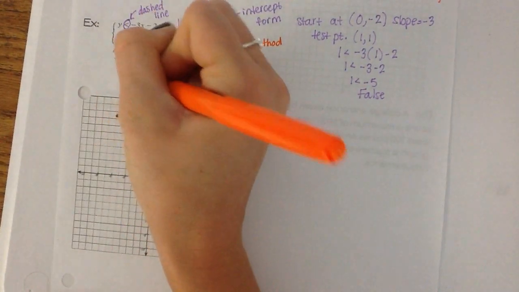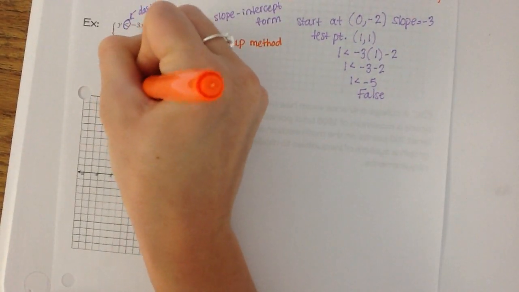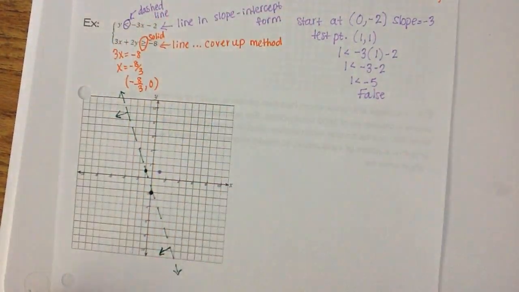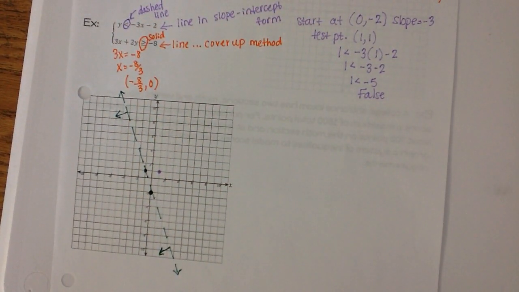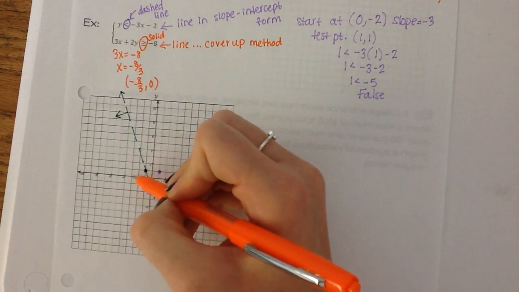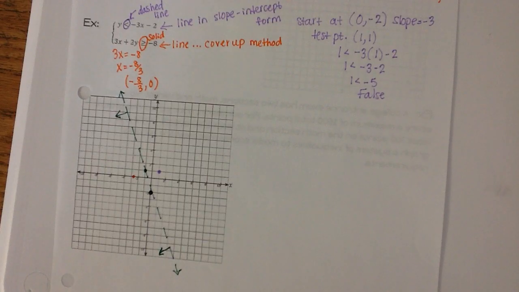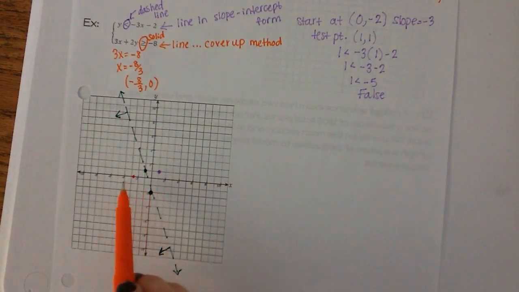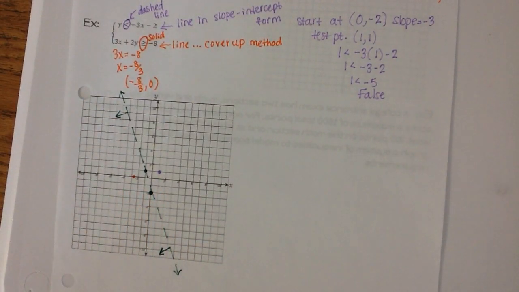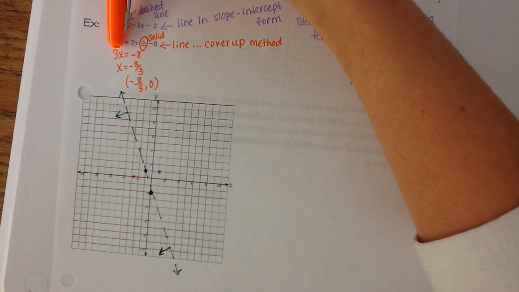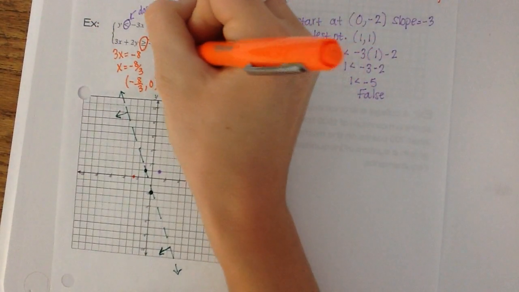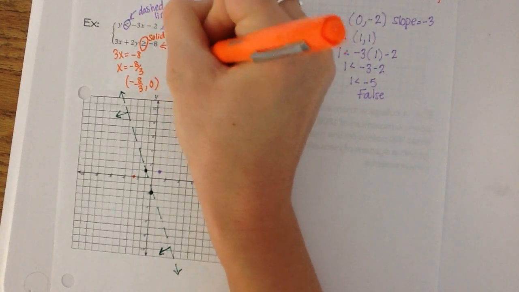So if we write that as an ordered pair, it would be negative 8 thirds, 0. Okay, so there's our first point. Negative 8 thirds is negative 2 and 2 thirds. So let's go ahead and plot that. So it's between negative 2 and negative 3, but not quite negative 3. So we have negative 8 thirds, 0. So let's cover up our x. We have 2y, excuse me, equals negative 8.